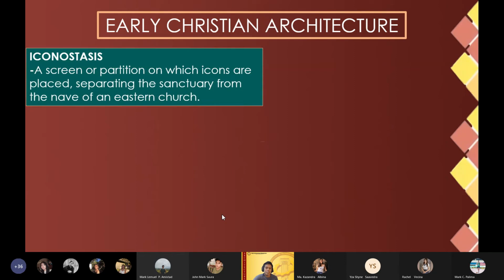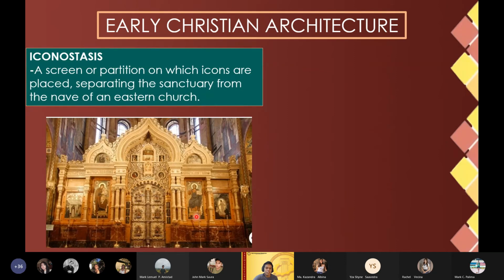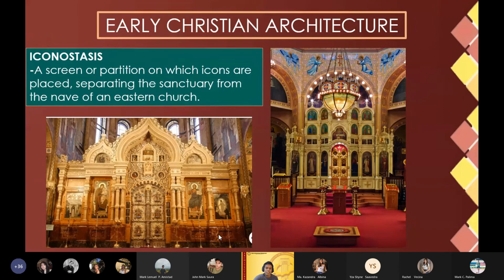So what is its form? This one. It could also be partly fresco. It can also have statues placed on it. So this is the iconostasis. Another view of the iconostasis, that one. So a screen or partition in which icons are placed, separating the sanctuary from the nave of an Eastern church.